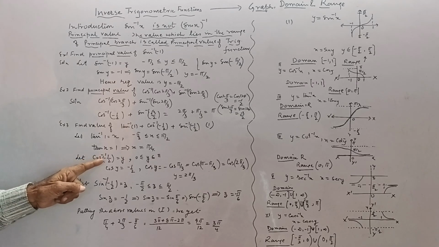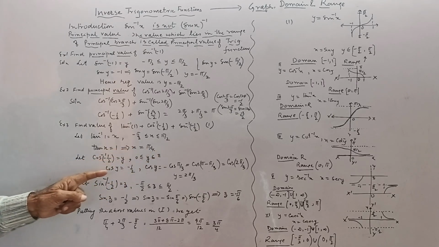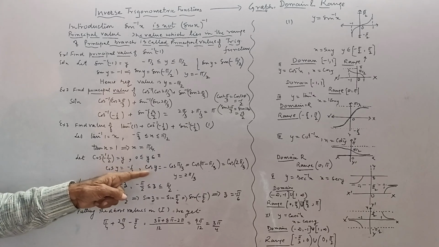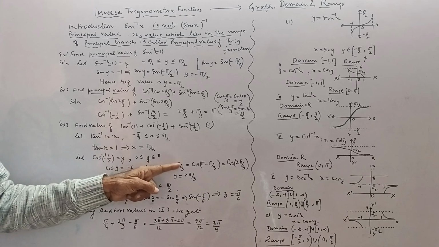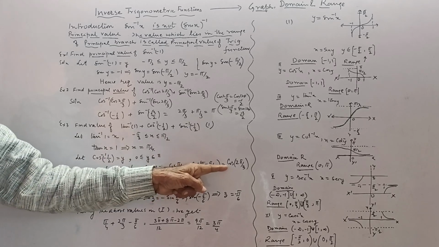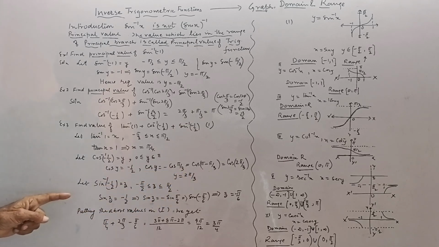Let cos inverse minus 1 by 2 is equal to y, 0 less than equal to y less than equal to pi. Cos y is equal to minus 1 by 2. Cos y is equal to minus cos pi by 3 equal to cos pi minus pi by 3 equal to cos 2 pi by 3. Y is equal to 2 pi by 3.